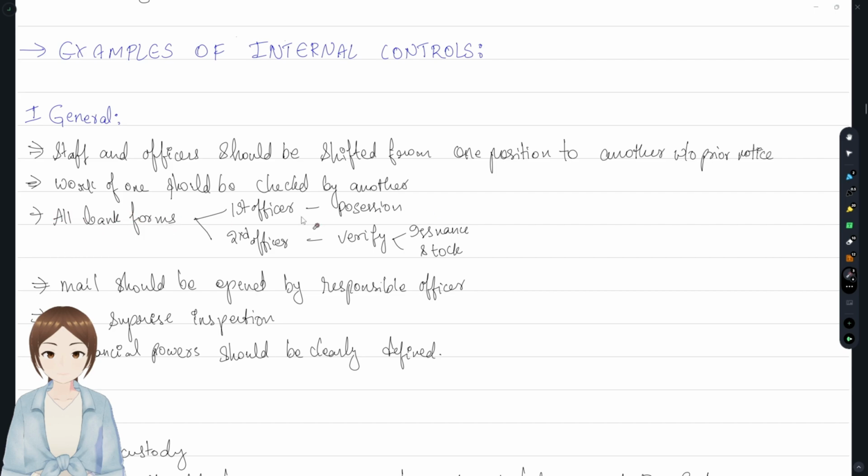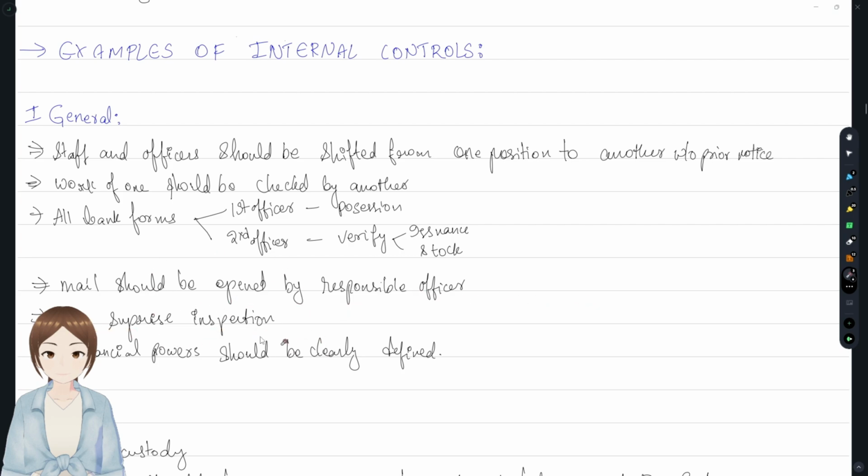All bank forms have to be under the custody of two officers. The first officer has possession, and the second officer has to verify the issuance and the stock of all the bank forms. The first one consists of the possession of bank forms. The second one should verify all the issuance and the stock that was there in the bank with regard to the bank forms. And the mail should be opened by the responsible officer.